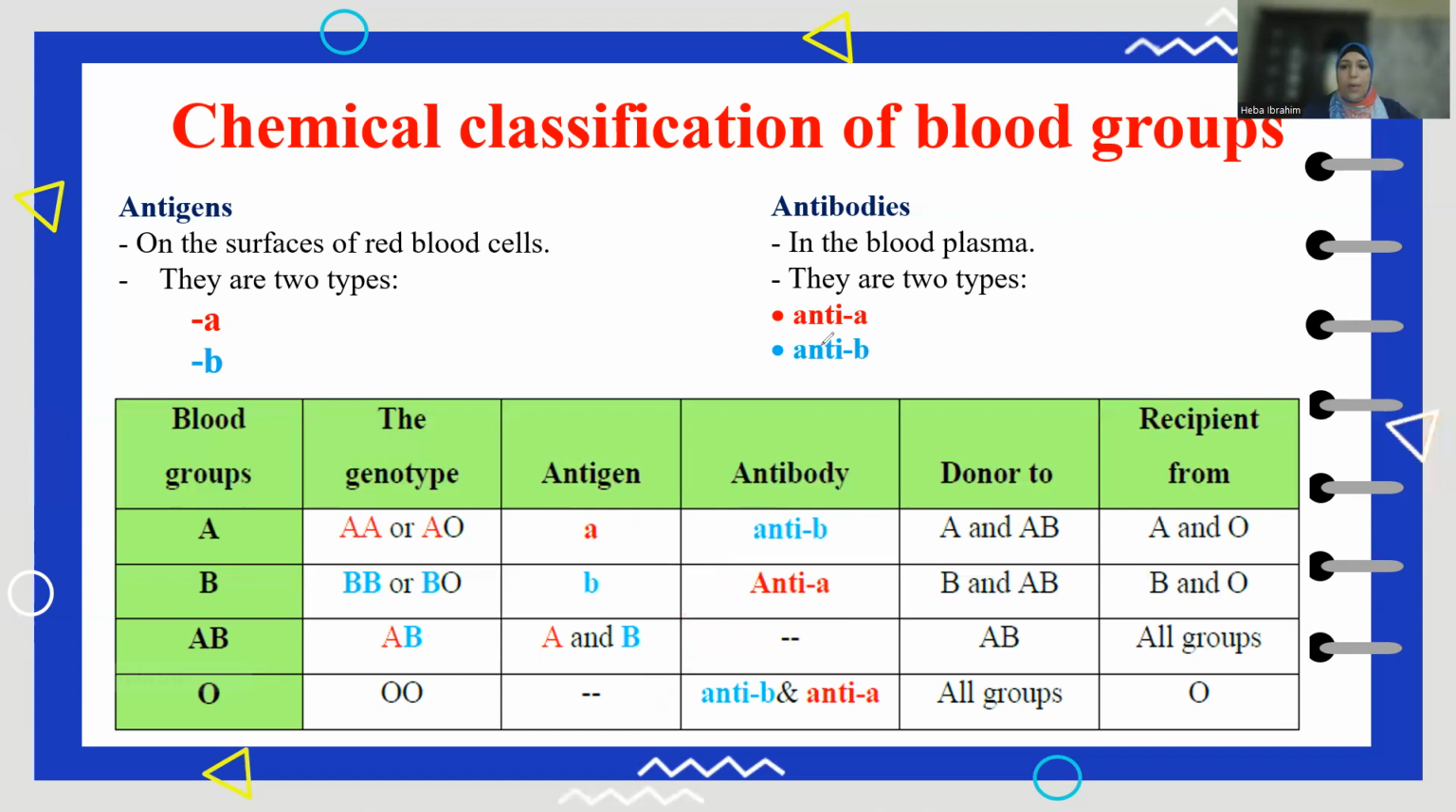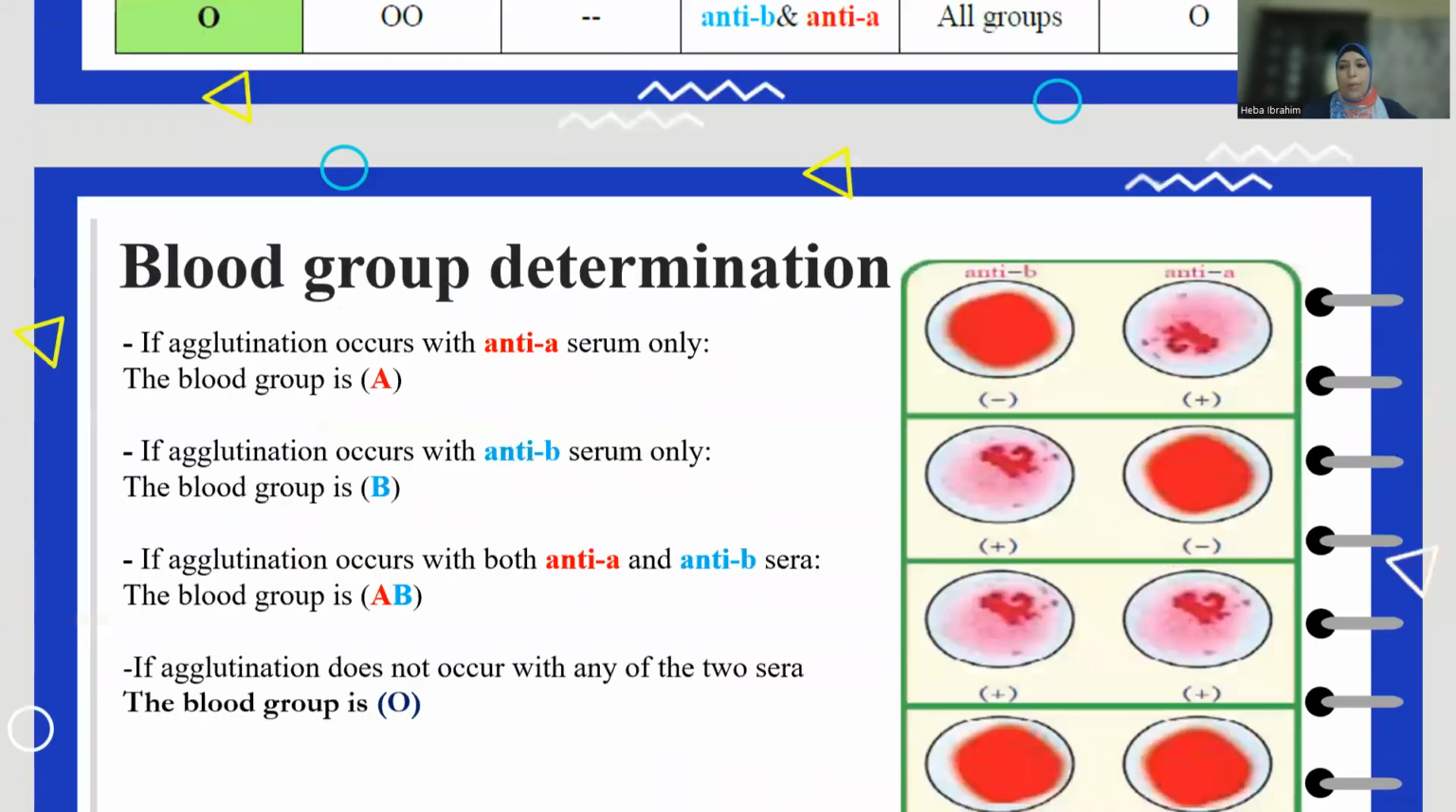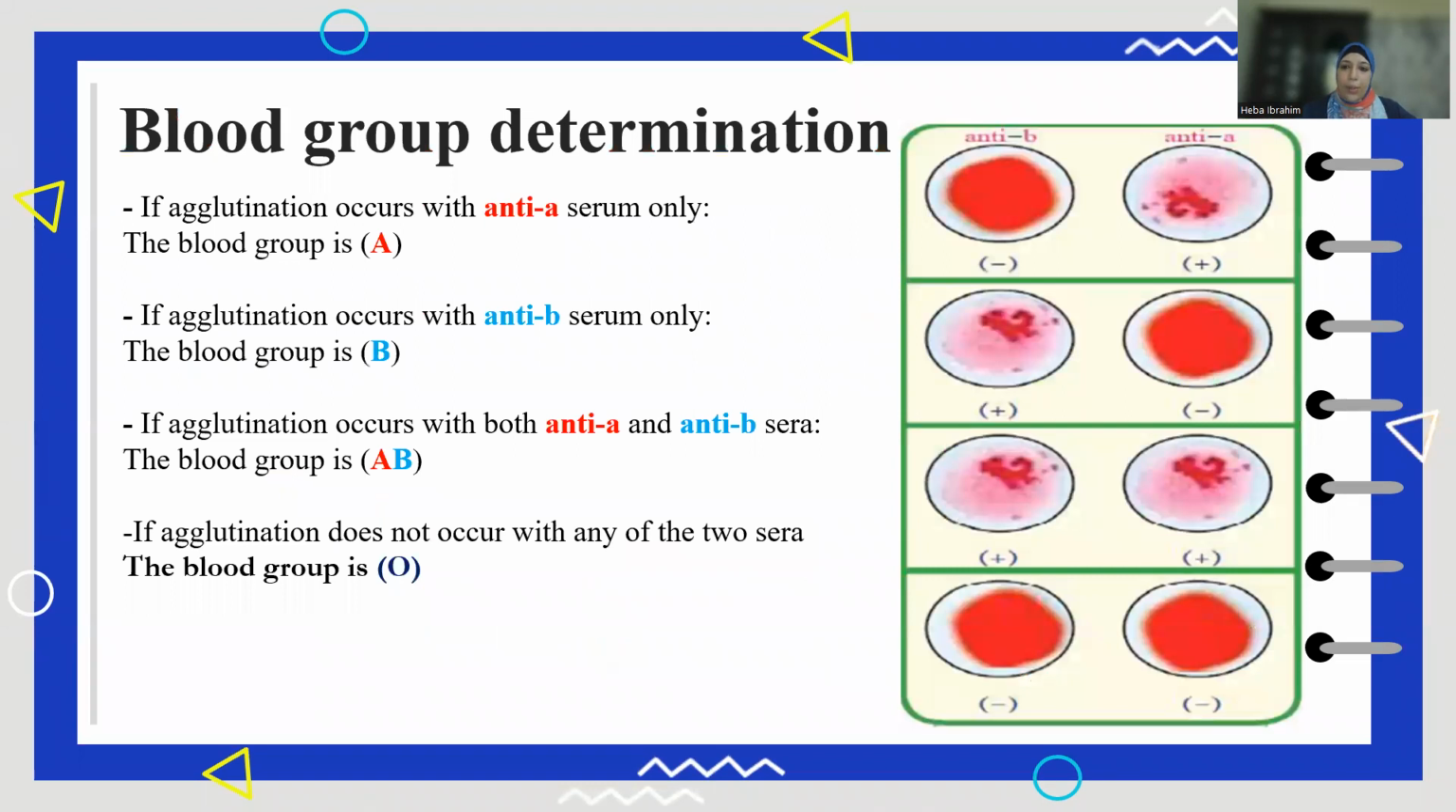Okay? Now, let's discuss together how we can determine our blood groups. Determination of blood groups mainly depends on the reaction between antigens and antibodies. To determine the blood group, we need two sera, serum anti-A and serum anti-B, and two blood drops from the person whose blood group we need to determine. And then we will put anti-A on the first blood drop and anti-B on the second blood drop.